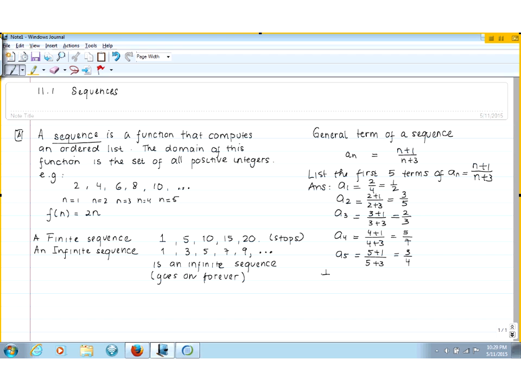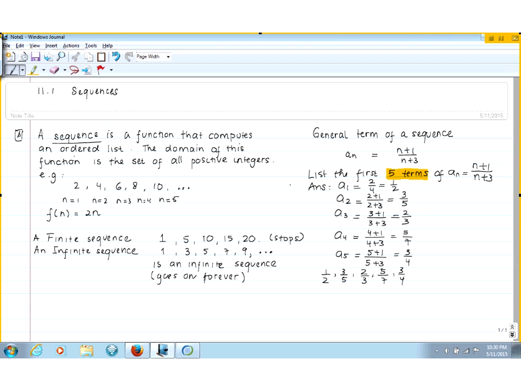So if you list the sequence in order, these are the first 5 terms: a half, 3/5, 2/3, 5 over 7, and 3/4. We stop here because that's what is being asked. List only the first 5 terms. Actually, the sequence a_n equals n plus 1 over n plus 3 goes on forever. But we only need to list the first 5 terms.